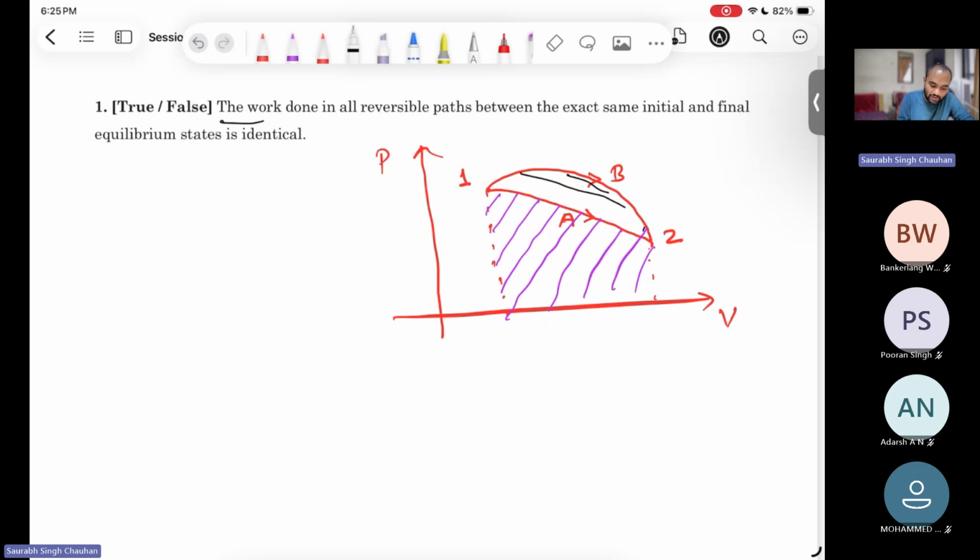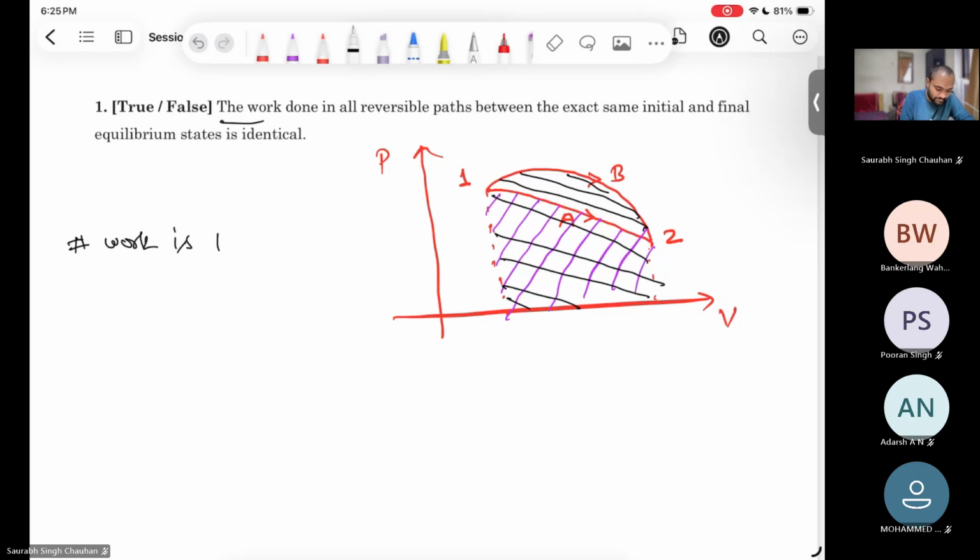So that is why we call this work a path-dependent quantity. Okay. Work is path dependent. Correct.